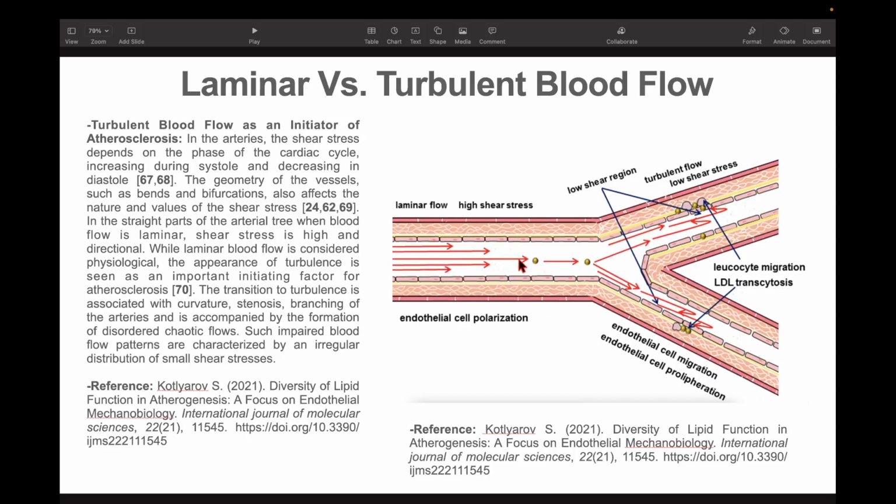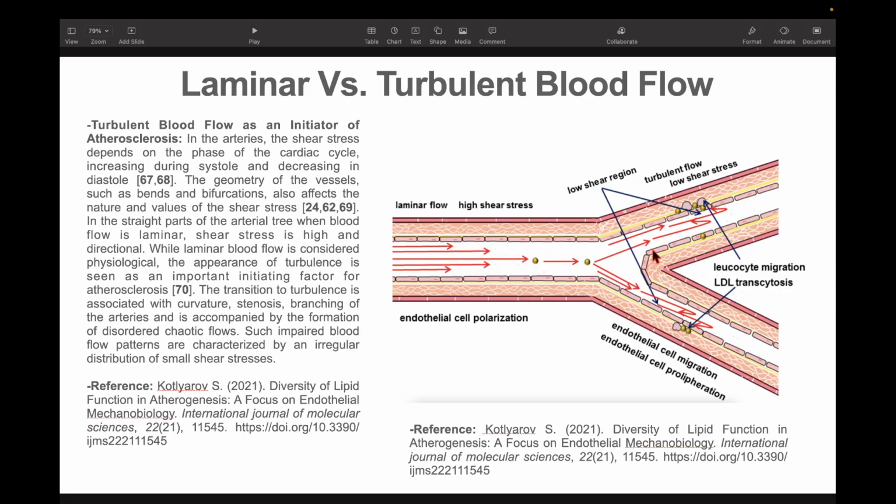So in a straight vessel, a non-curved vessel, or an area that doesn't have a branch point, as we see over here, the blood is flowing in a straight pattern. There is stress along the arterial wall, but the blood moving in this particular pattern actually signals these pro-survival genes inside the endothelial cells that keeps them in good shape, essentially, and allows them to function appropriately.